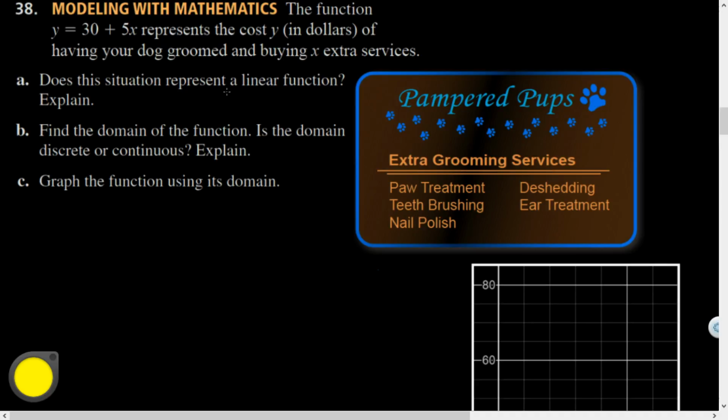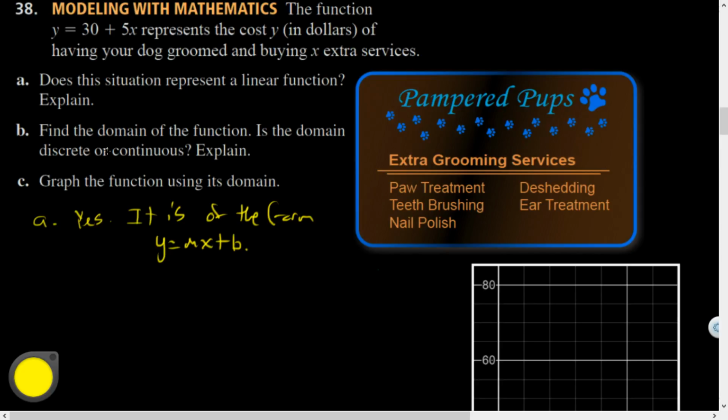It says, question, does this situation represent a linear function? All right, so I've got y equals 30 plus 5x. Does that look like a linear equation? Yeah, because it can be written in the form y equals mx plus b. So yes, it is of the form y equals mx plus b.